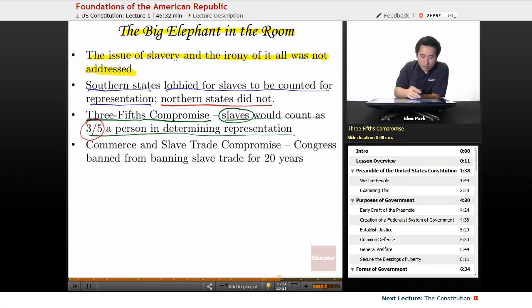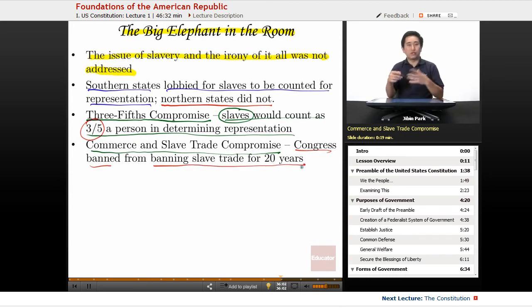Another compromise that was made was the Commerce and Slave Trade Compromise. So this had to do with slavery. Congress was basically barred from banning the slave trade for 20 years. So eventually the slave trade would be banned, but for at least 20 years, Congress could do nothing about banning the slave trade.